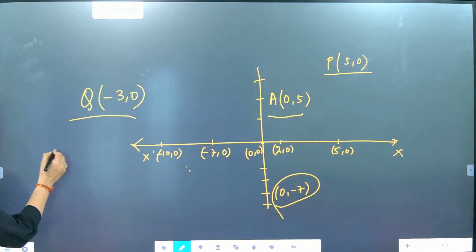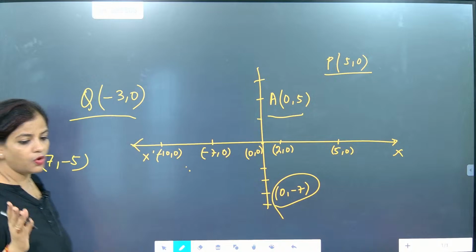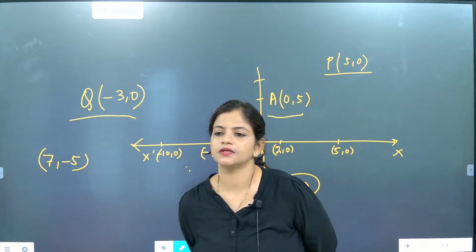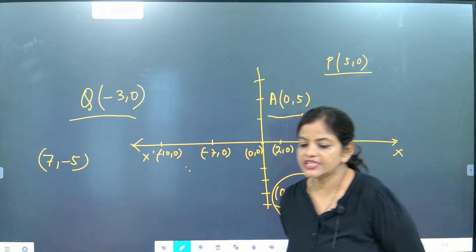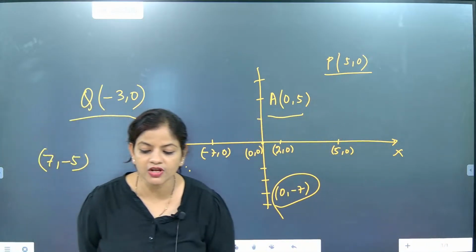Understood? Now another important question they are asking. If they give a point like 7 comma minus 5, what is 7 comma minus 5? Come on, which axis is it? 7 comma minus 5. Come on, say it fast.